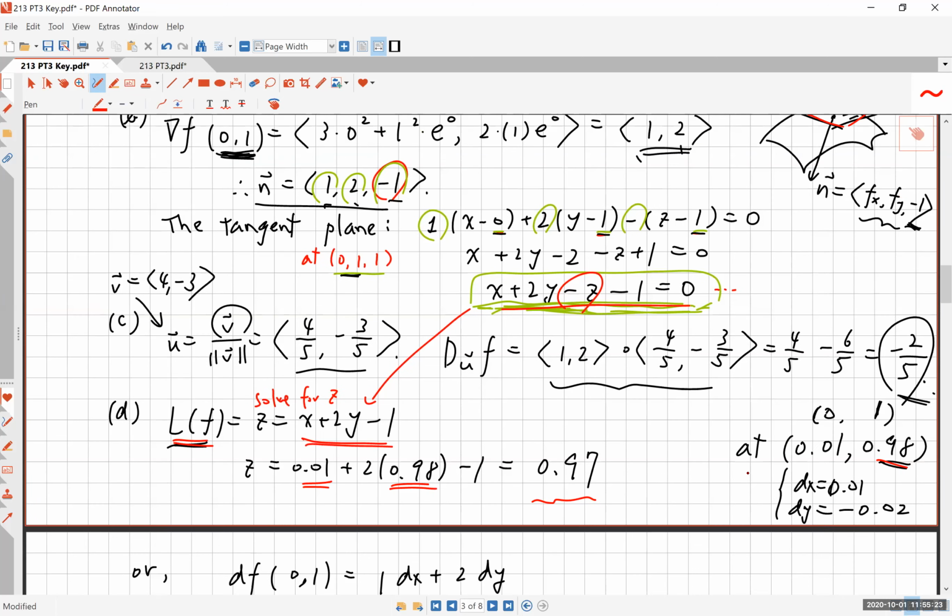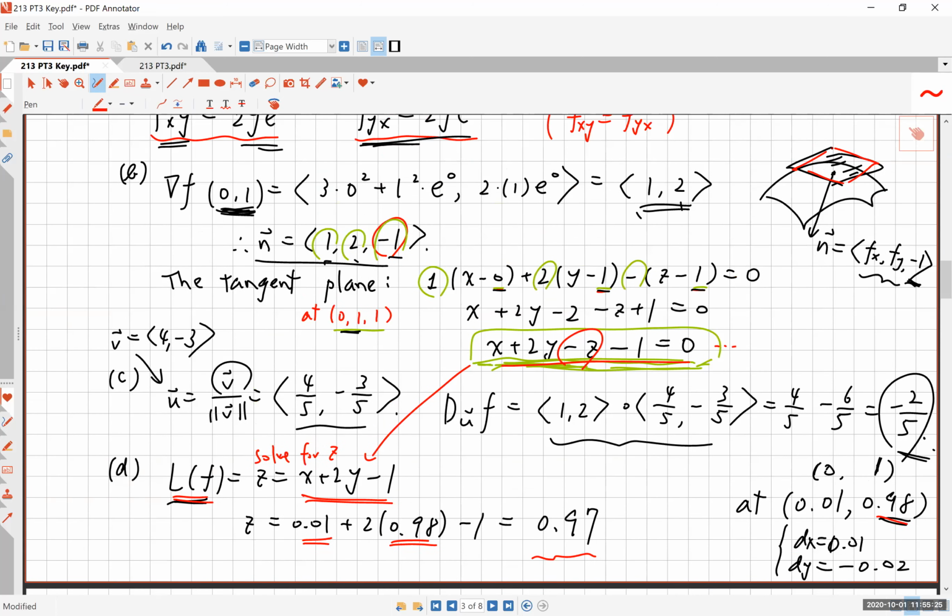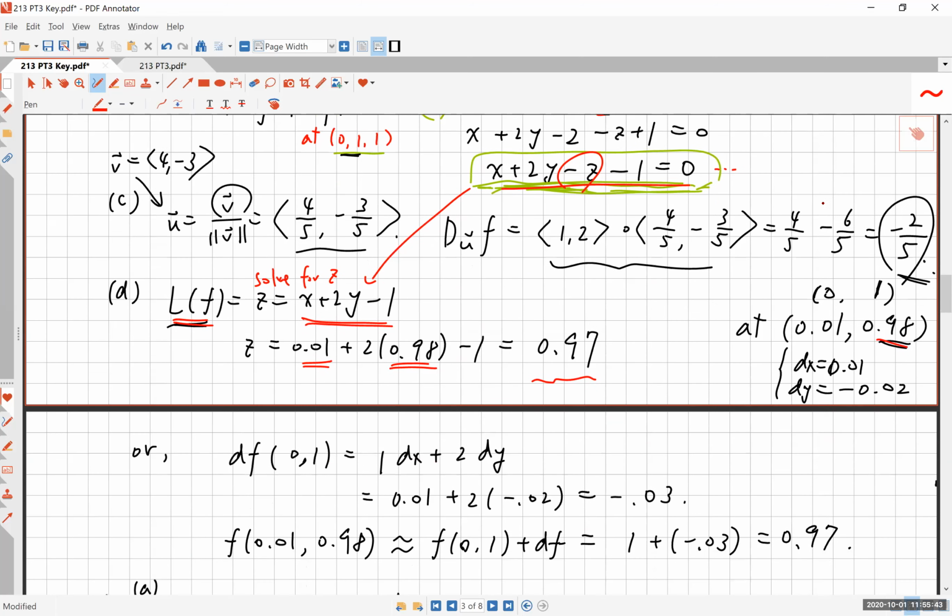I mean, really, what's LF? The linearization of F is basically this plane, right? And what we are saying is, very close to this point, 0, 1, if you change the X and Y just slightly, a little bit, then the real value of F is not going to be very different from this point on the plane, the tangent plane. That's what this is saying.